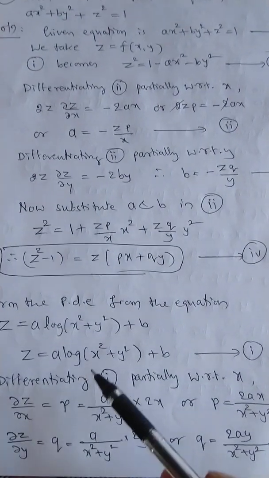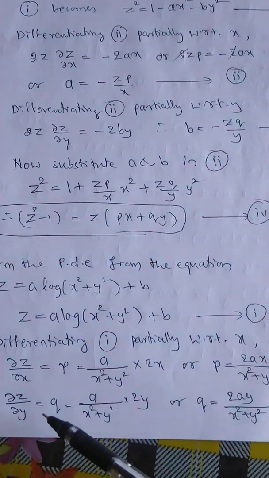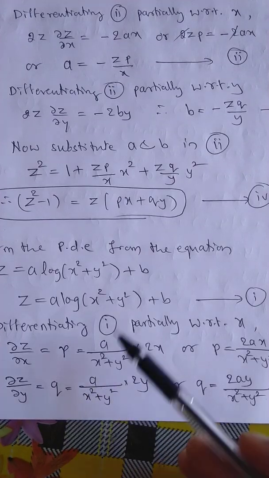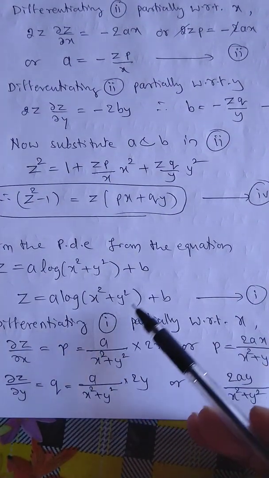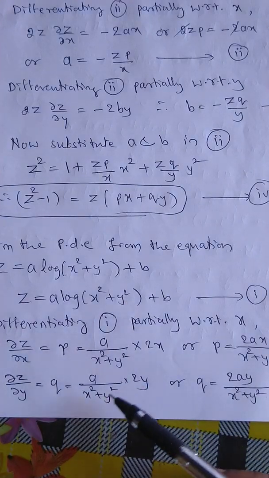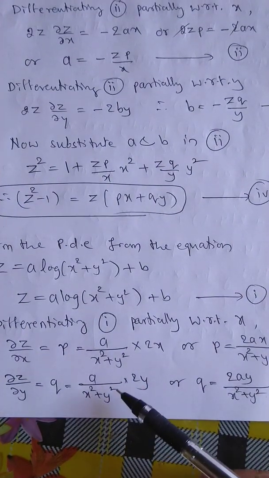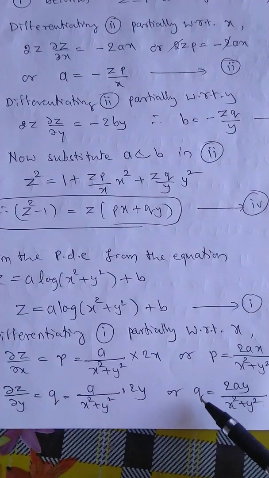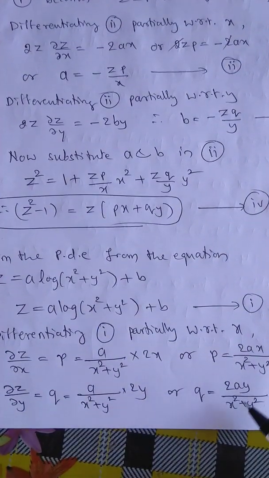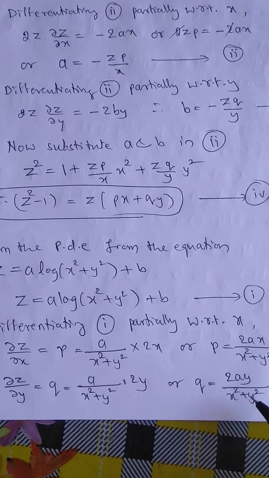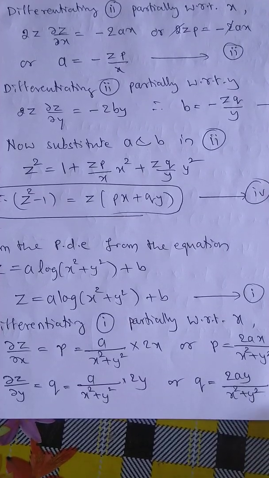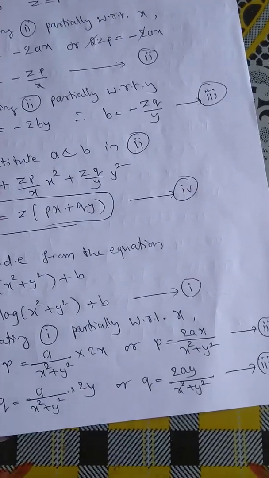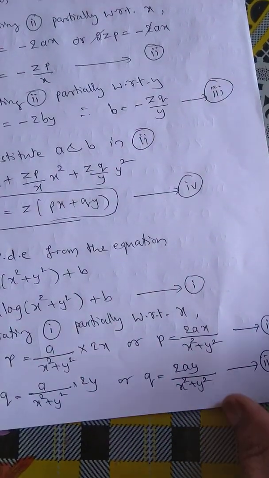And differentiating this partially with respect to y, we have dou z by dou y is equal to q, that is a by x square plus y square into the differentiation of x square plus y square with respect to y, which is 2y. So from this equation q is equal to 2ay divided by x square plus y square. This is the third equation. So p is the second, q is the third.